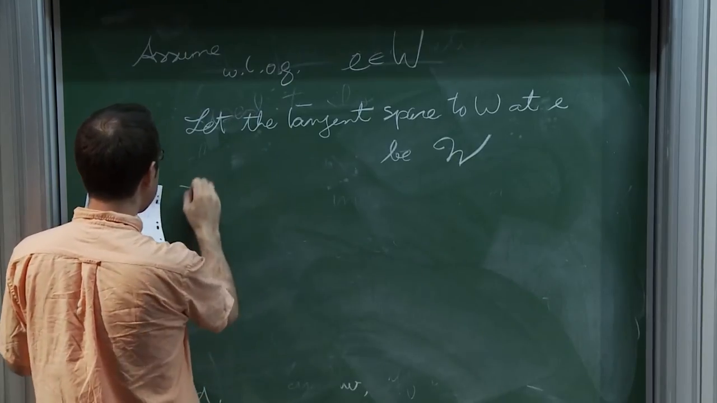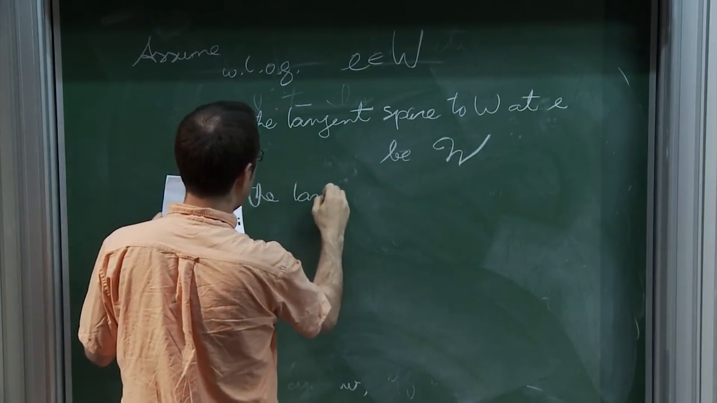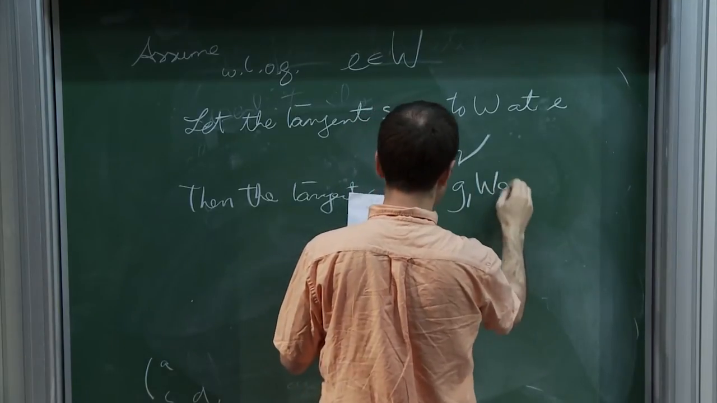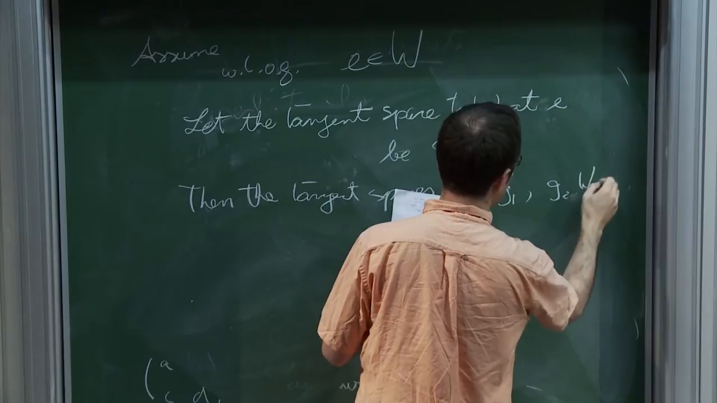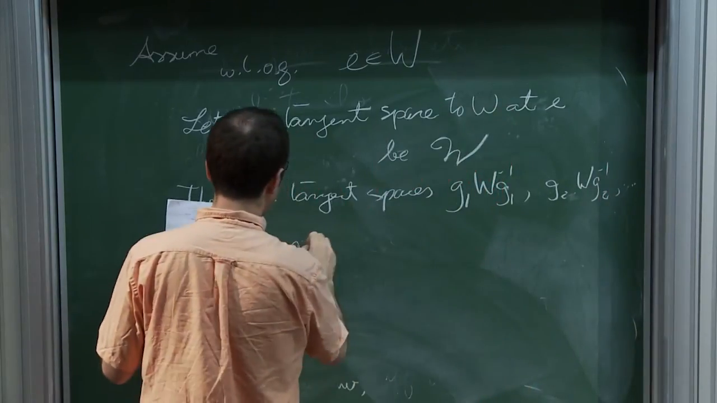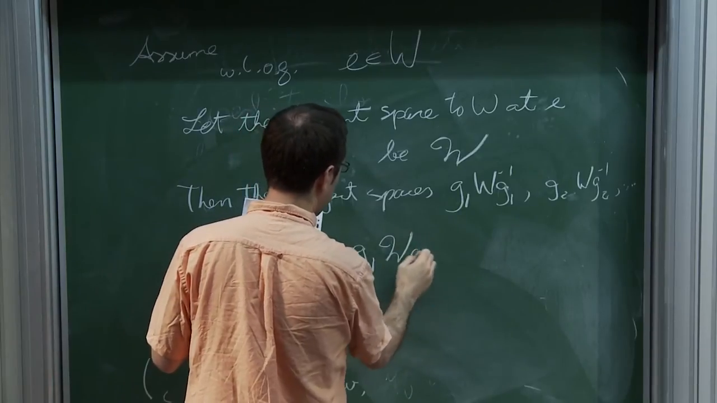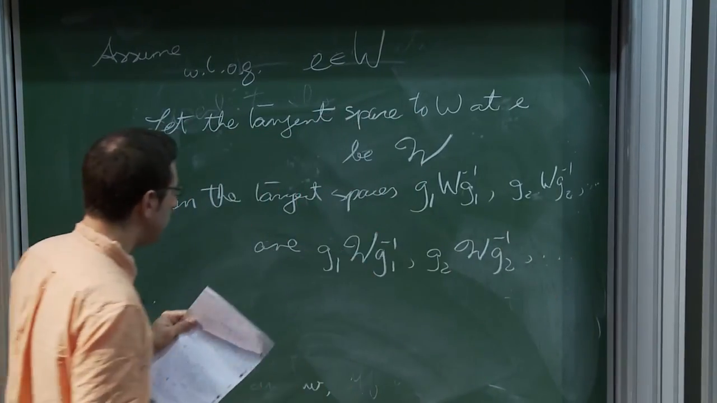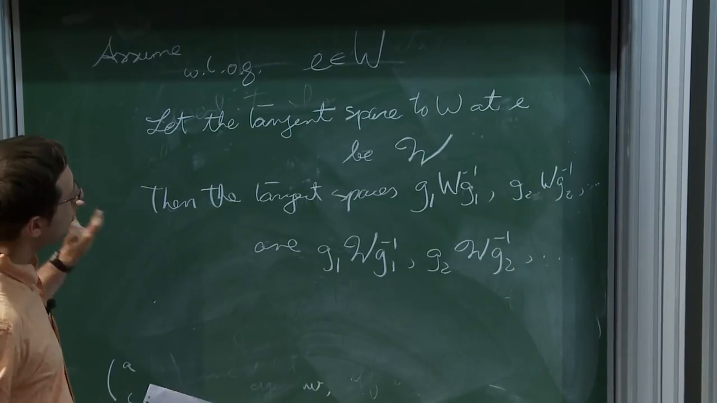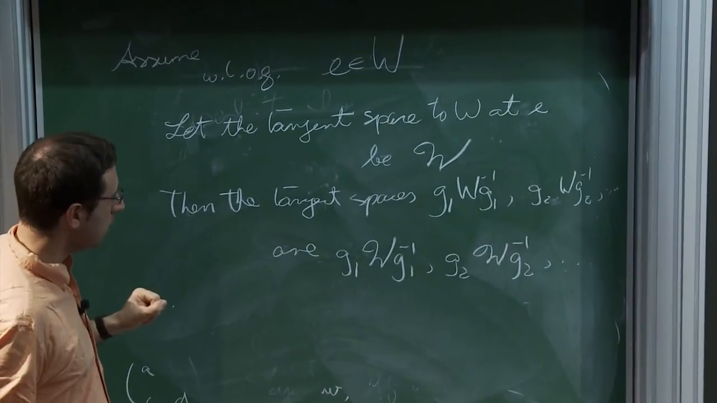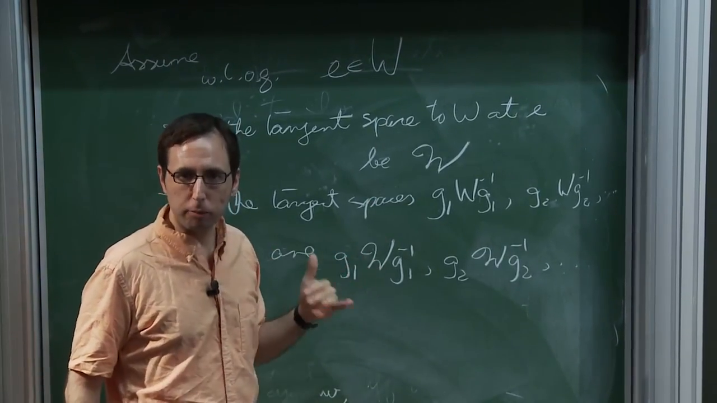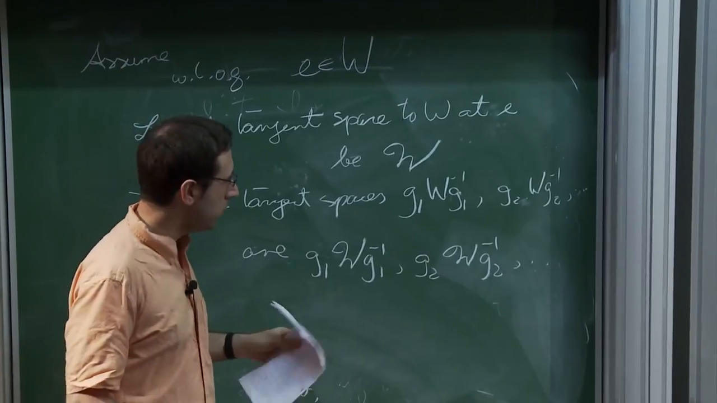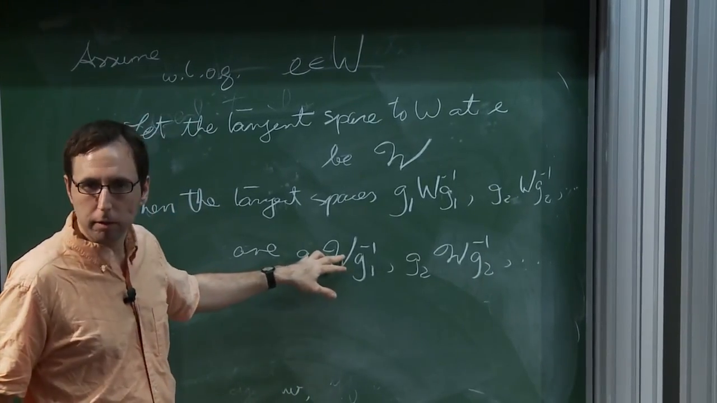At any rate, then the tangent spaces to these other things, G1 W, G1 inverse, G2 W, G2 inverse, etc., are just the conjugates of this curly tangent space. And so on. So first of all, I will have a slightly more modest goal before going for injectivity. I just want these one-dimensional linear spaces, just these lines in the tangent space, to be linearly independent, to be in different directions. So first of all, can I find a G1 such that it is different from W, that it's not W?